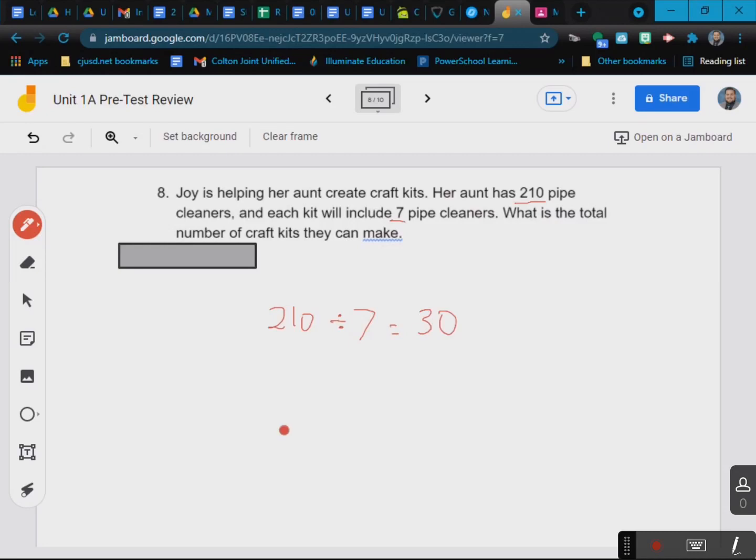How do you know that so fast, Mr. Morales? Well, I know that so fast because I know that 7 times 3 is 21. So 7 times 30 is going to be 210. But you're taking the 210 and you're dividing it by 7 because you're saying, what's the total number of craft kits they can make?